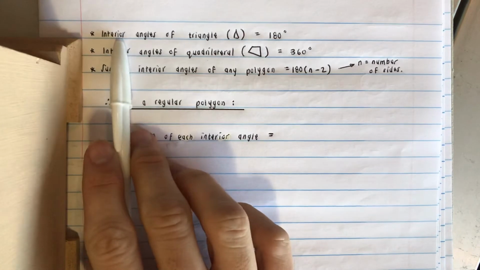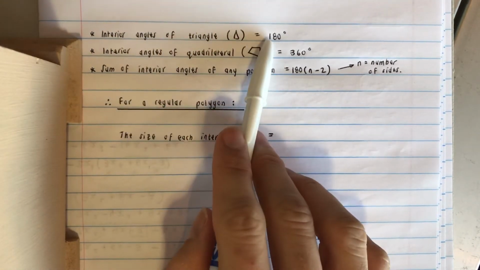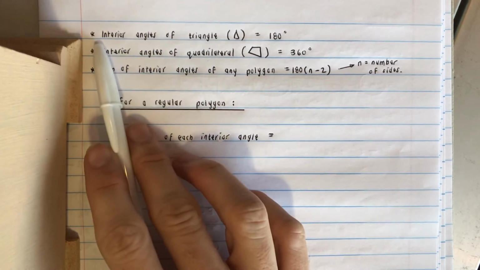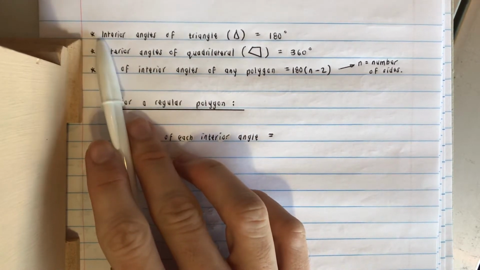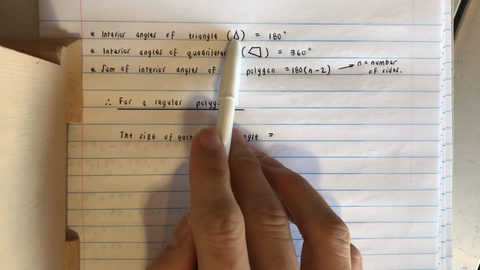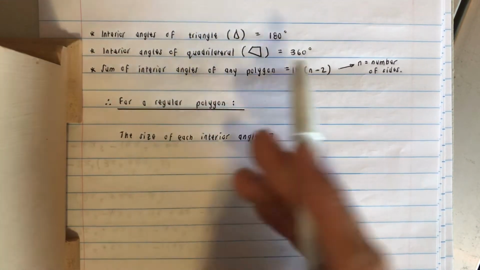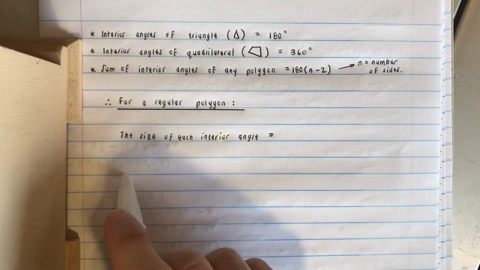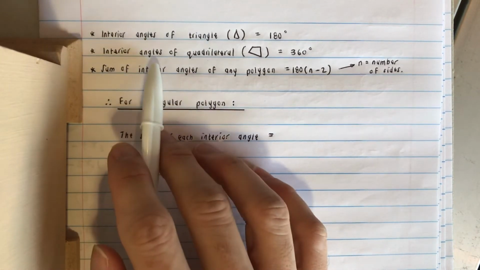Okay, the first thing that I wrote down here, it's very easy, right? We know that the sum of the interior angles of a triangle is 180 degrees. Very obvious. We learned that probably already in grade 7, right? Very easy. Now we go a step further.